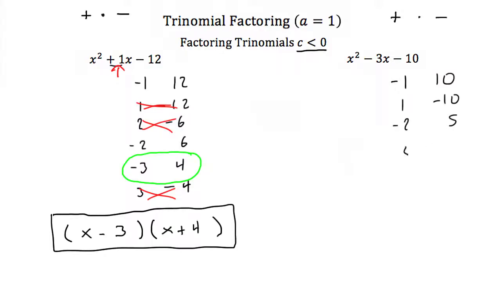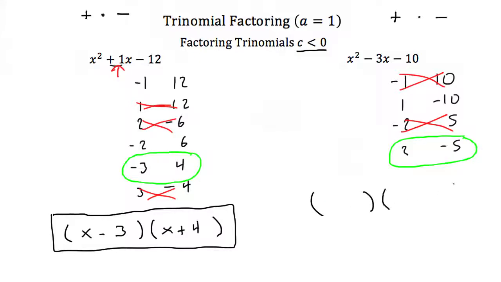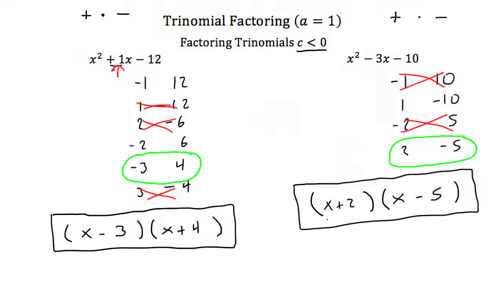2 and negative 5. Now the coefficient of my linear term is a negative 3, which means my larger number here has got to be negative, because we're going to be adding them together and we want to end up with a negative number. So this one is not going to work. And this one is not going to work. So which of the two left over will add together to get us negative 3? And the answer is these last two. So our factors then are going to be x plus 2 and x minus 5. And that completes the tutorial on trinomial factoring.